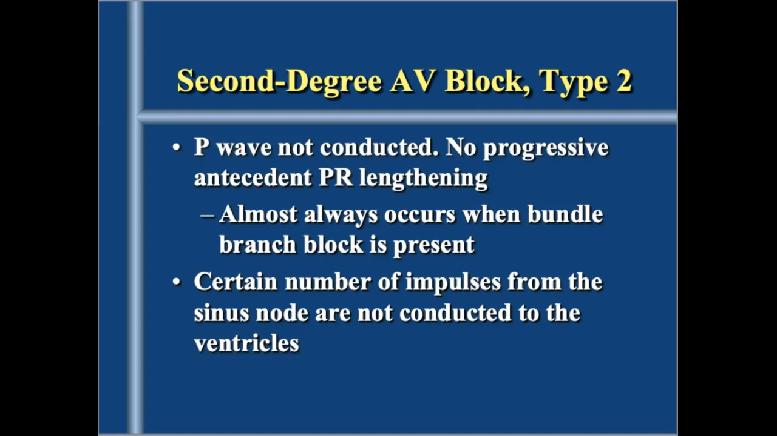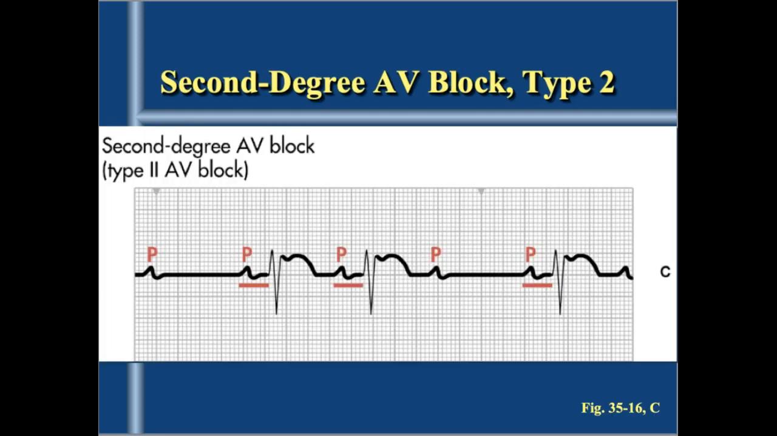And let me show you a picture of it. So here's our type 2 or second degree type 2 block. We just got a nice PQRS. Ooh, that doesn't look good. PQRS. Let's see, their PR interval is the same. And then boom, nothing's conducted. And then back to our normal PR interval with the QRS. But we're dropping a beat with no warning.